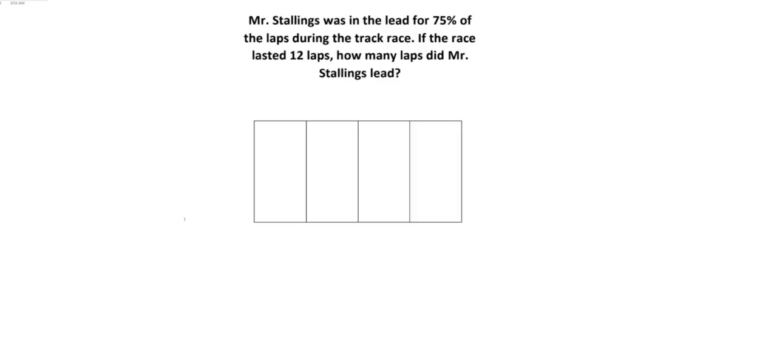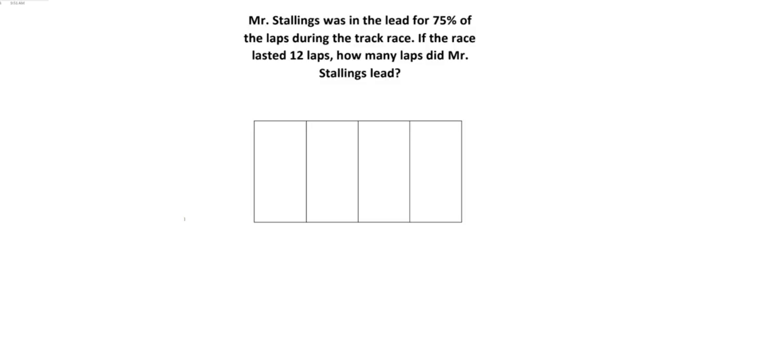Alright, I'm going to teach you how to use a percent bar model to find a part of a whole from a word problem. First thing, obviously you have to read your problem. Mr. Stallings was in the lead for 75% of the laps during the track race. If the race lasted 12 laps, how many laps did Mr. Stallings lead?